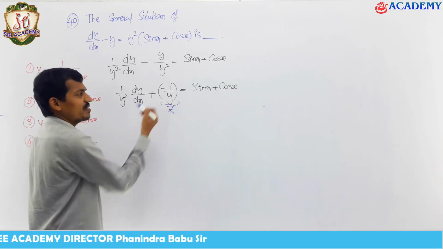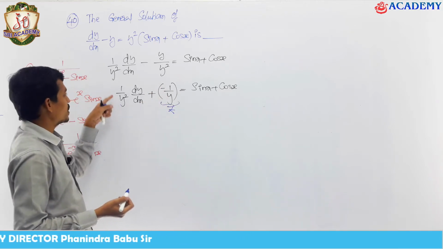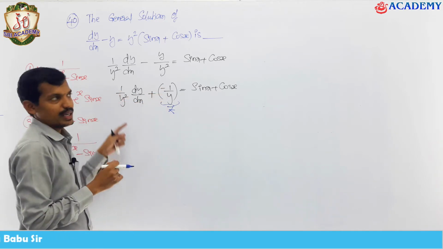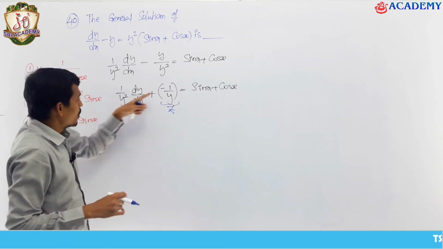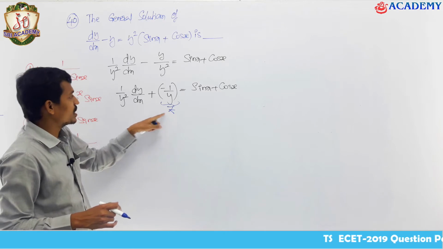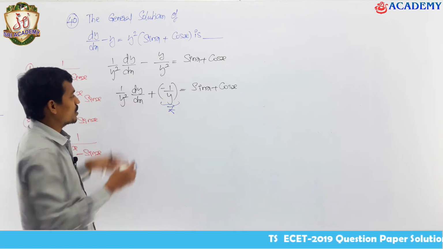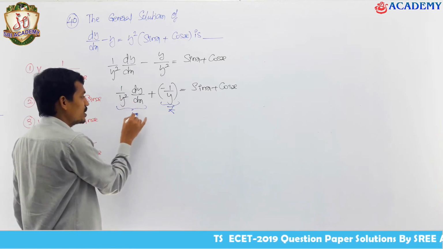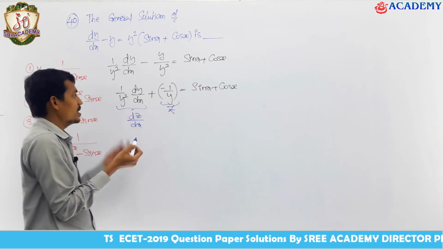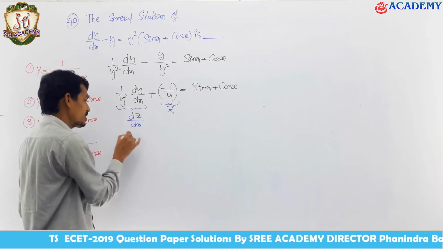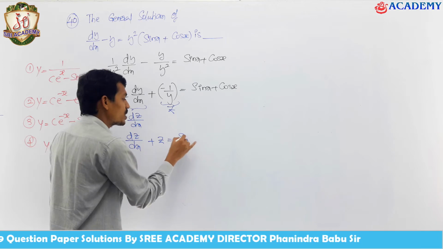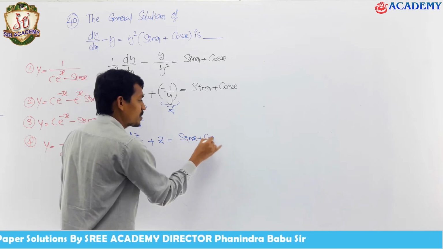The derivative of 1 by x is minus 1 by x square, but the derivative of minus 1 by y is going to be plus 1 by y square. Minus 1 by y is z. The derivative of z is nothing but 1 by y square dy by dx, that is going to be dz by dx. Indirectly, if you take this as z, you will get this as dz by dx. That is dz by dx plus z equal to sin x plus cos x.